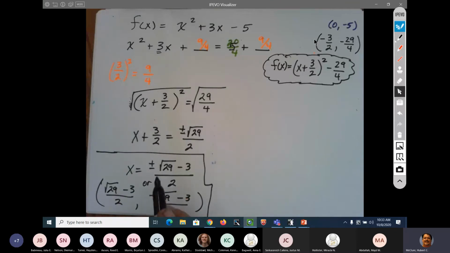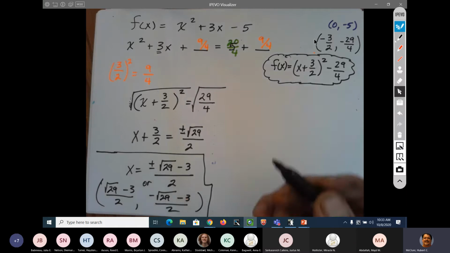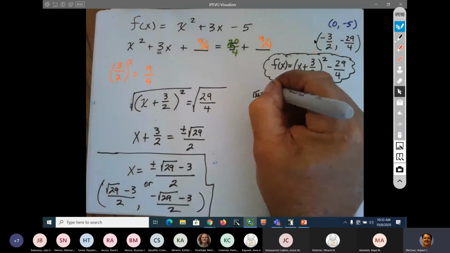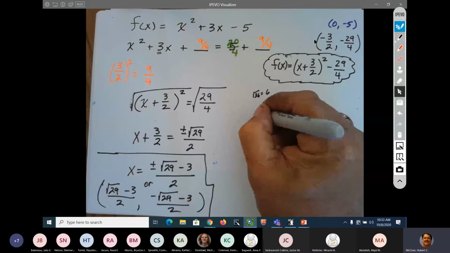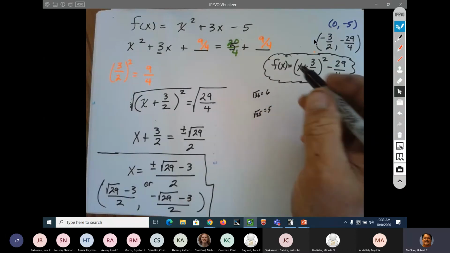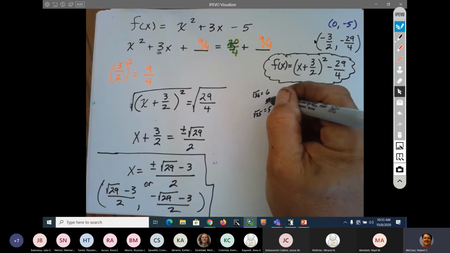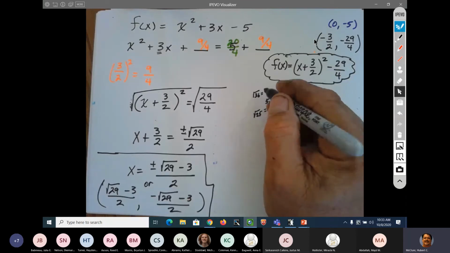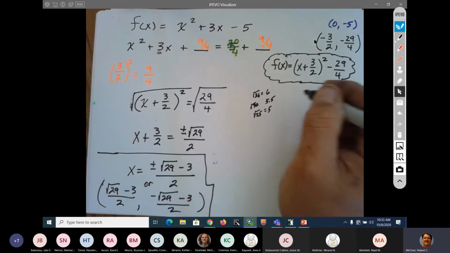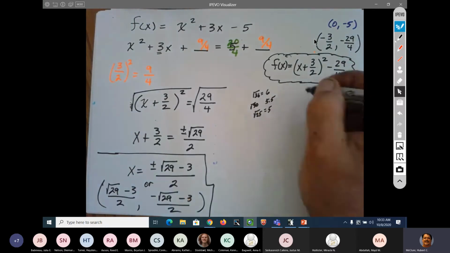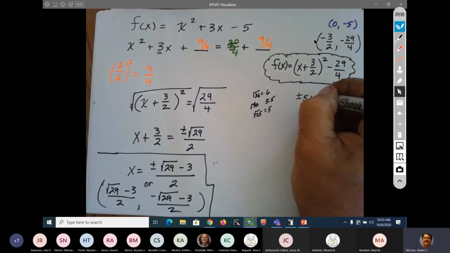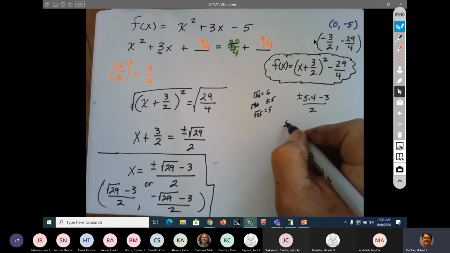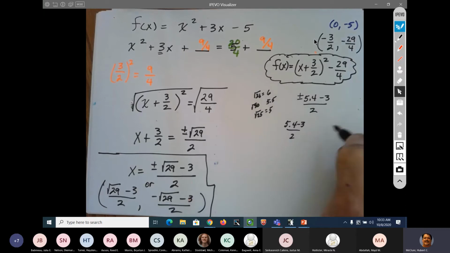Now I'm going to change the square root of 29 to a decimal. Let's see. The square root of 36 is 6. The square root of 25 is 5. Halfway is 5.5, so halfway between 25 and 30 is the square root of 30. So I'm going to say it's 5.4. So positive or negative, 5.4 minus 3 over 2.